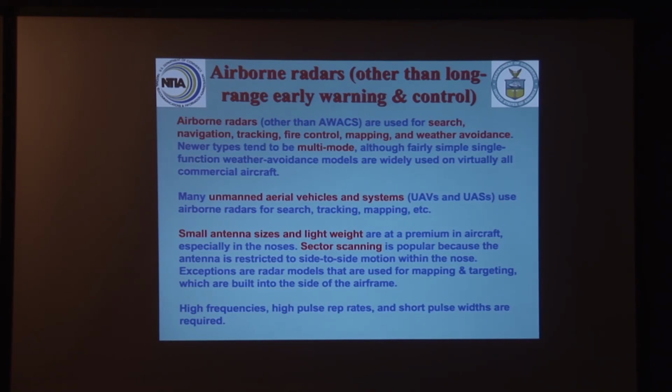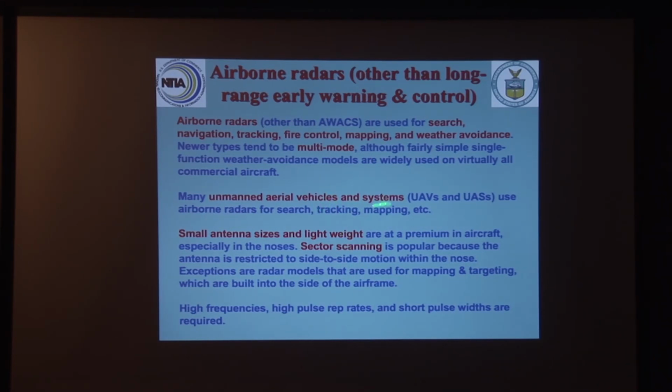These radars, unless they're mounted on the side of the aircraft, work by nodding from side to side. If you're looking at the airplane from above, and the airplane is flying this way, the antenna and the beam are nodding back and forth like this. That's called a sector scan. Sector scanning is popular because the antenna is restricted to side-to-side motion inside the nose. Exceptions are radars mounted on the sides of aircraft for mapping or targeting.